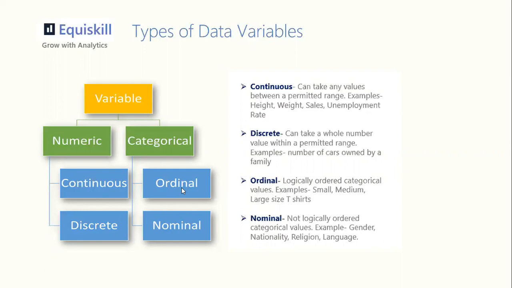In categorical variables, you have ordinal and nominal variables. Now, you remember that a categorical variable is a variable which is not a number. But in that, is there an order? And if there's an order, then it's ordinal. If there is no order, then it is nominal. Now we'll understand this with examples.